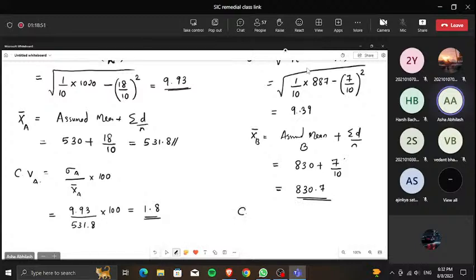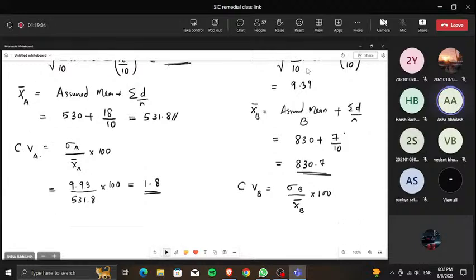So here I can find the coefficient of variation of group B by using the formula standard deviation divided by arithmetic mean into 100. Standard deviation is 9.39 and arithmetic mean is 830, into 100. What is the coefficient of variation? 1.13. Yes.